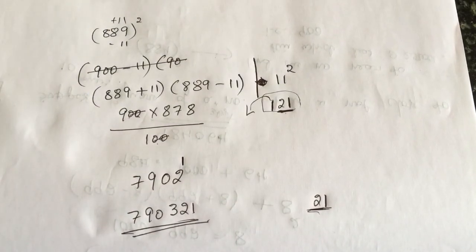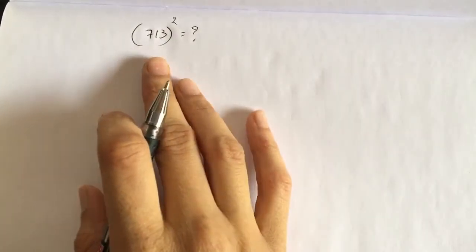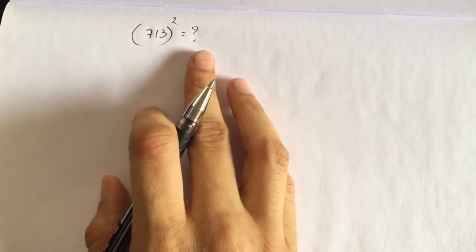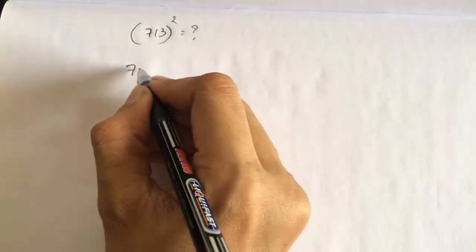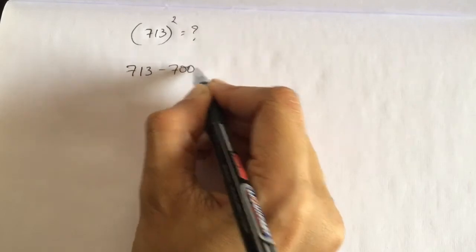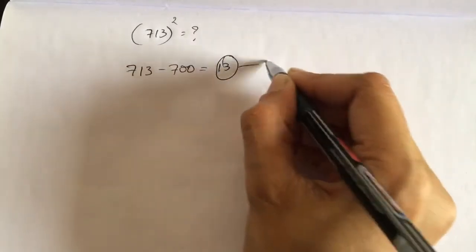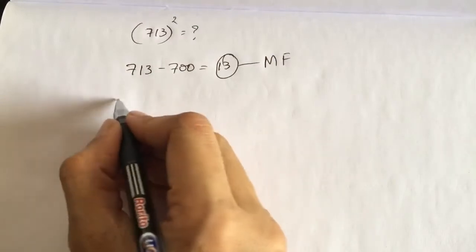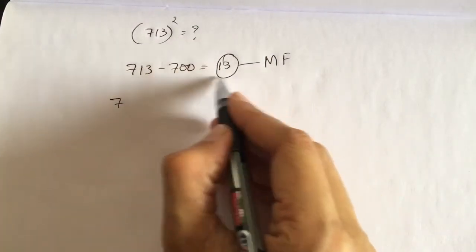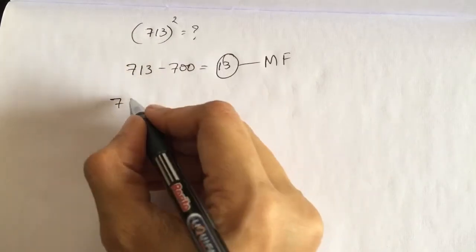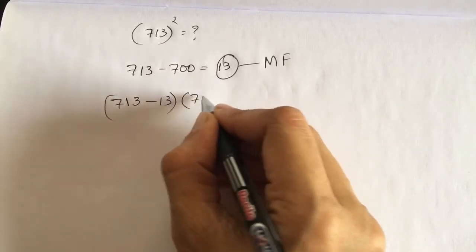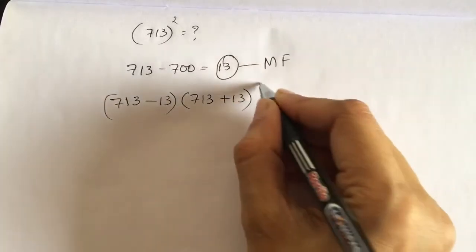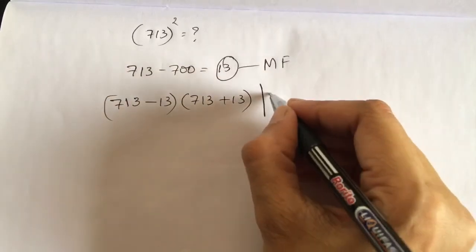I can explain with one more example. Suppose you have to calculate 713 square. It's near to 700. So what I do is 713 minus 700, it gives me a multiplication factor, that's 13. Now I have to add this 13 to this and subtract 13 from this. So 713 minus 13 into 713 plus 13, and I should end up with the square of this.